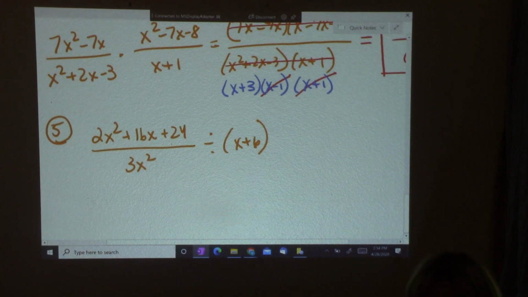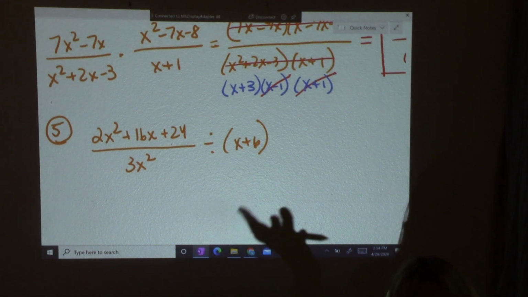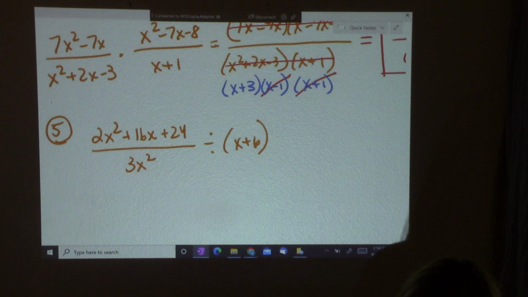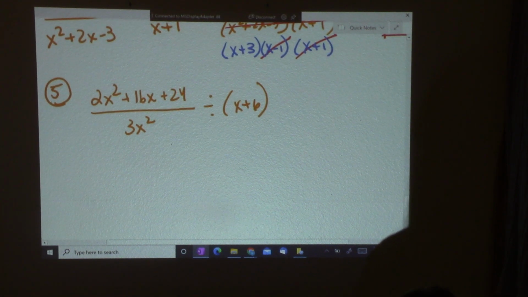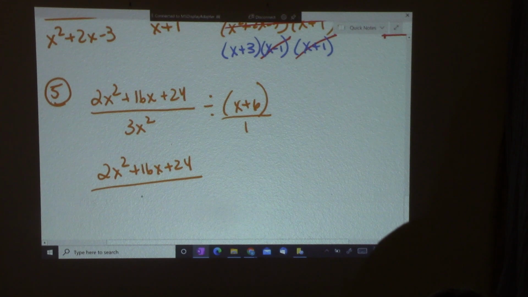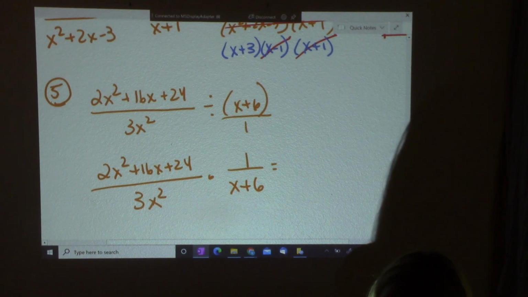Now we did one like this, and it was multiplied. And what happened? Well, the x plus 6 just went on the top. We just put a 1 underneath it, right? Well, now I'm dividing. So I'm going to put a 1 underneath it, but to divide, what do I have to do? I have to flip it and multiply. So I end up with a problem looking like this. My original first one stays there, multiplying by 1 over x plus 6.